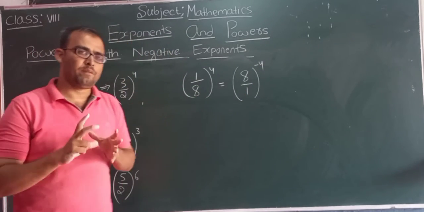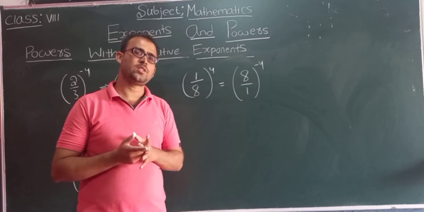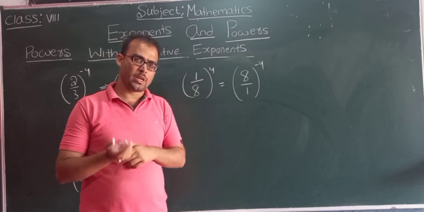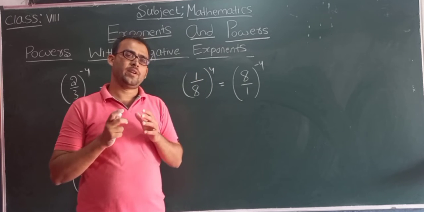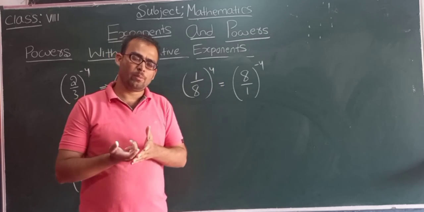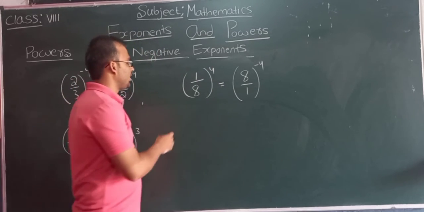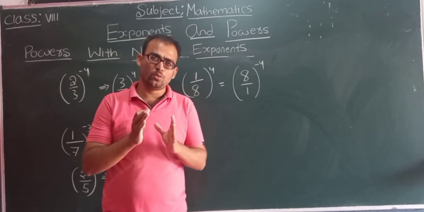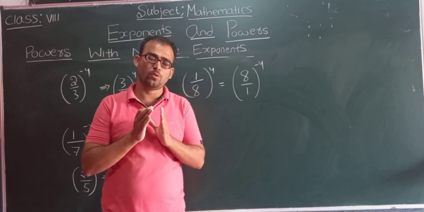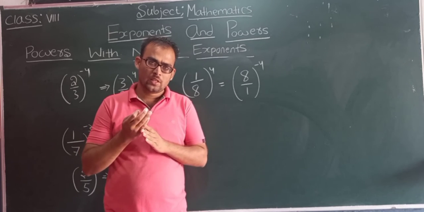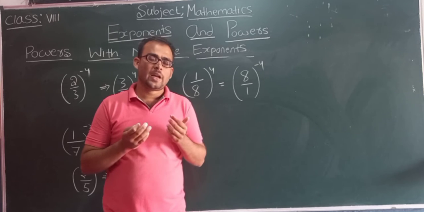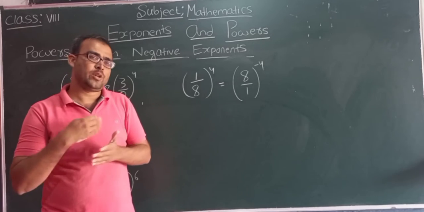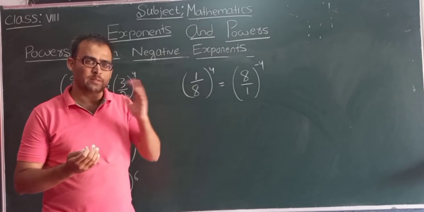So when you reciprocal the base, students, if the power is positive, then it will become negative. And if the power is negative, then it will become positive. Look at here, understood? If the exponential value is positive, when you reciprocal the base, the exponential value is changed to negative, or if the exponential value is negative, then when you reciprocal the base, you will get the exponential value as positive.